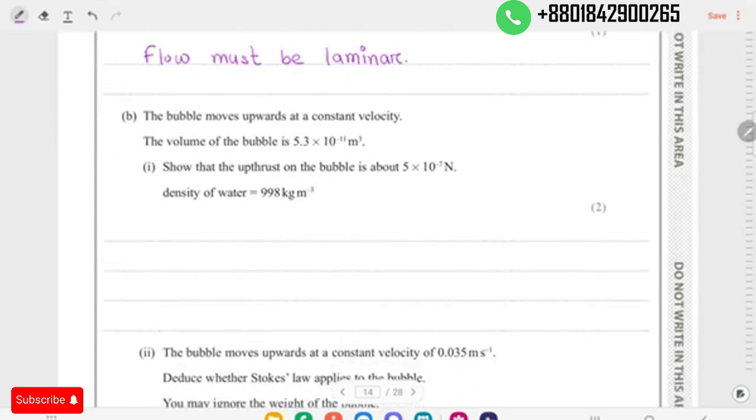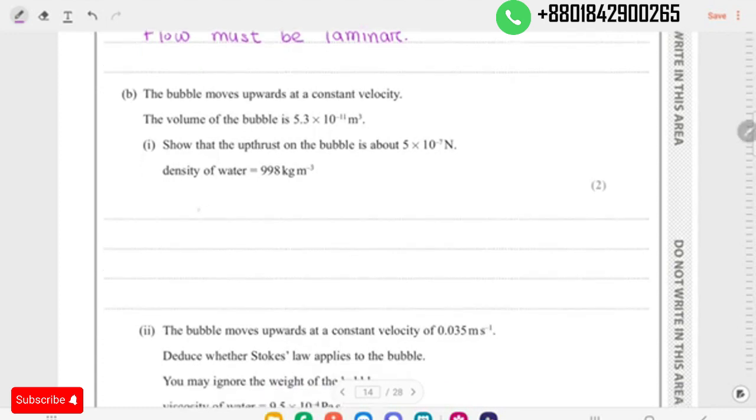The bubble moves up at a constant velocity. The volume of the bubble is this much. We need to show that the upthrust on the bubble is about this much when the density is given. Everything is provided. In order to calculate upthrust, the equation was volume, density, and gravity, right? So you can write upthrust equals rho V g. Rho is density 998, volume is 5.3 times 10 to the power minus 11, and g is 9.81.